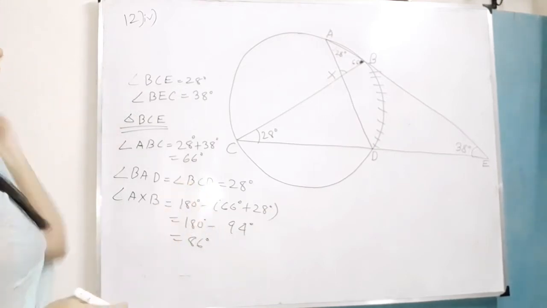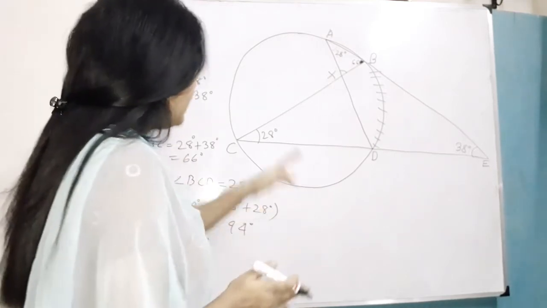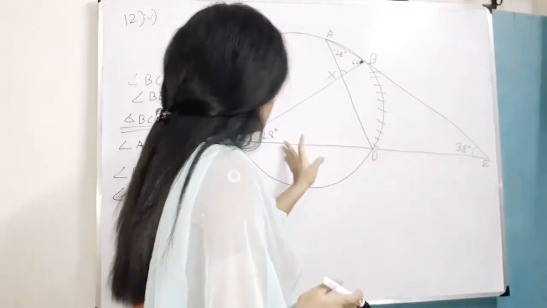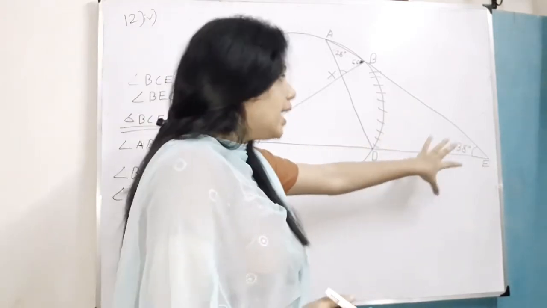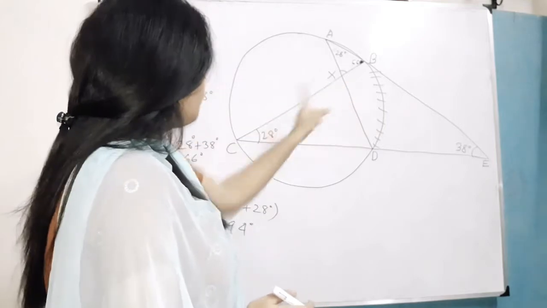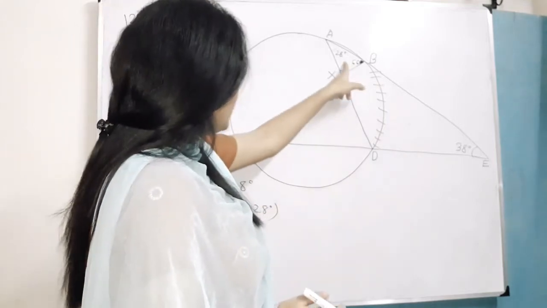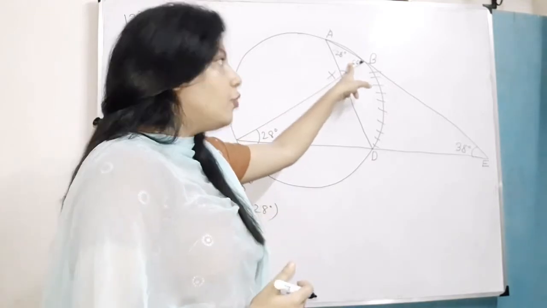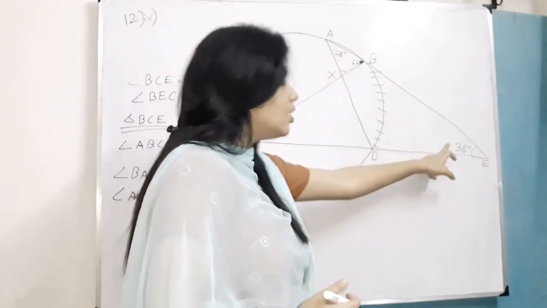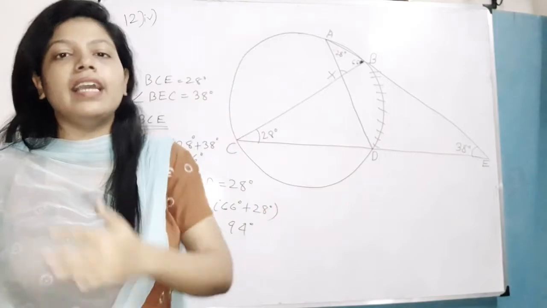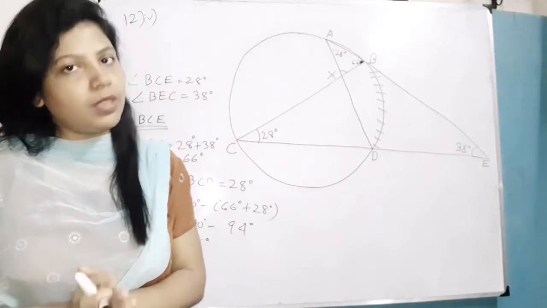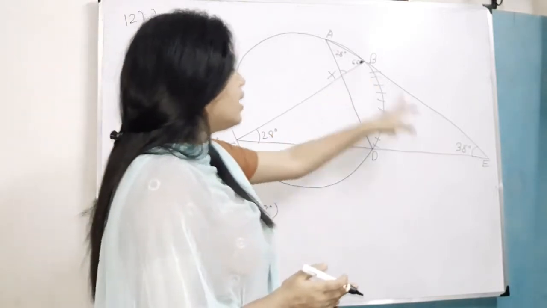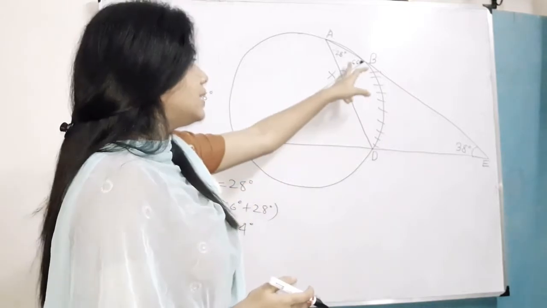I will repeat once more. It is given here that these two angles are 28 and 38. Now if I take the triangle BCE, angle ABC, meaning this one, is the exterior angle. With respect to these two angles, we know that the exterior angle is the sum of the interior opposite angles. That's why it will be 38 plus 28, 66.